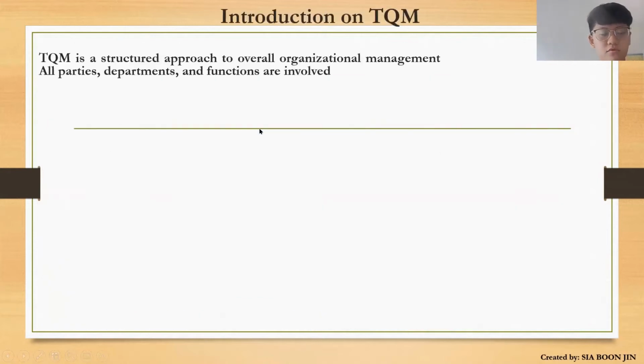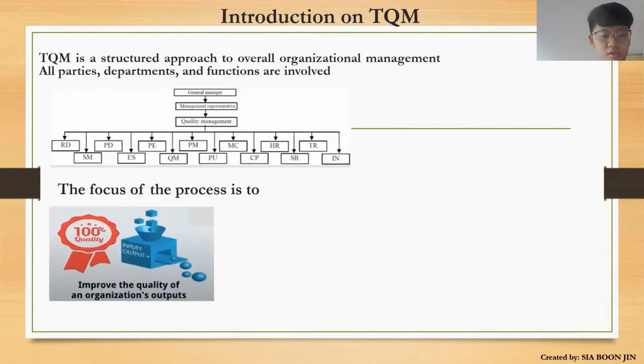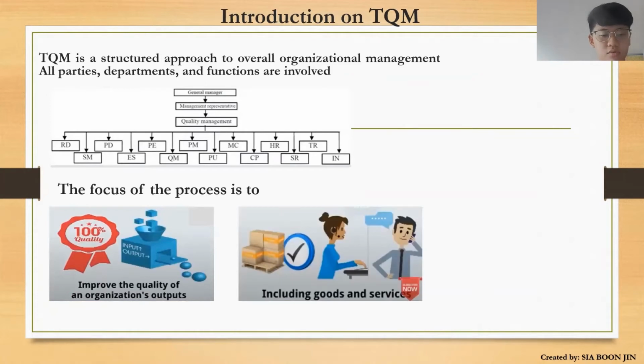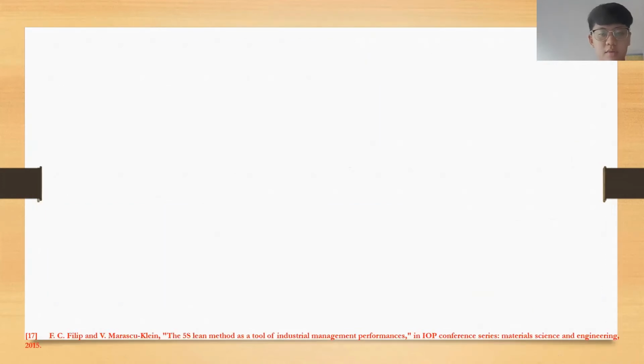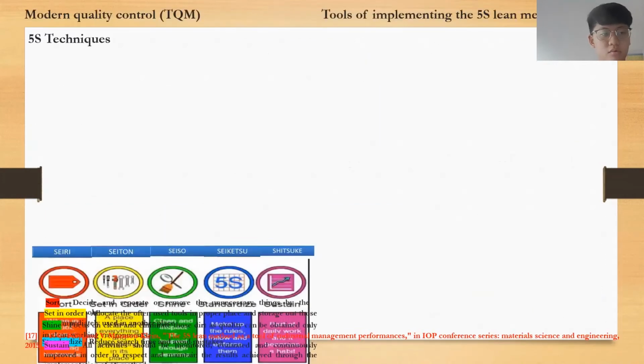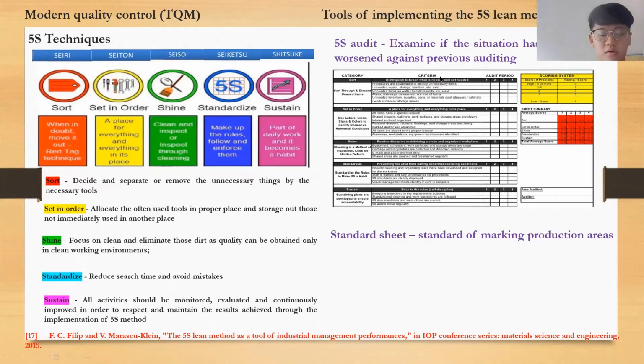So let me brief you about what modern quality control, TQM, is. TQM is a structured approach to overall organization management. All parties, departments, and functions are involved. The purpose of this process is to improve the quality of an organization's outputs, including goods and services, through the continued improvement of internal practice. This concept was actually developed by William Deming. And modern quality control utilizes the 5S technique, which is sort, set in order, shine, standardize, and sustain.